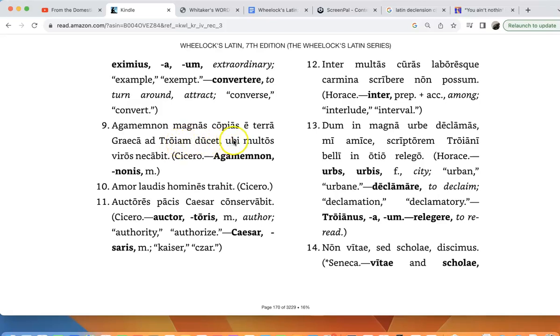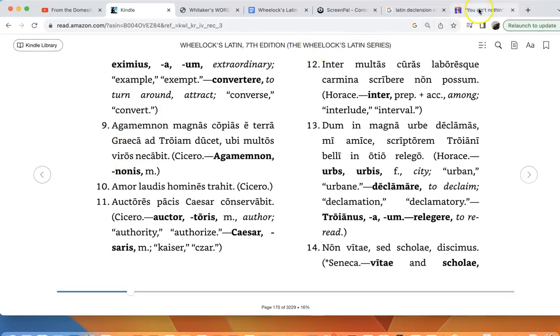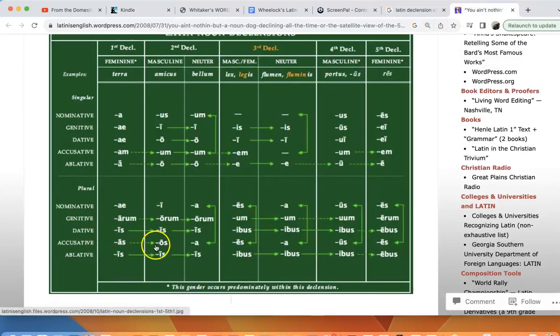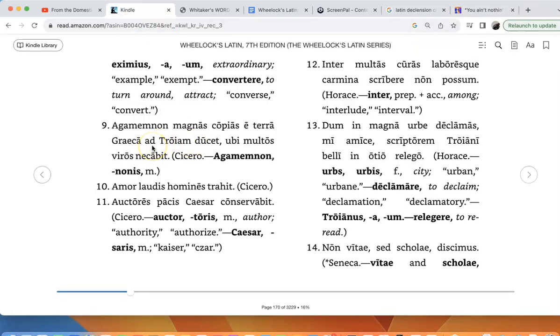And then ubi means where, and then he will kill. So necabit means will kill, because neco, necare, necavi, necatum means to kill. And then multos viros, that is second declension accusative plural. Multos viros, many men. So that one reads fairly straightforward.